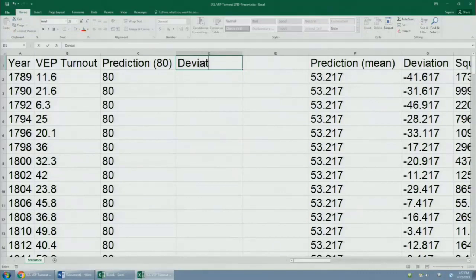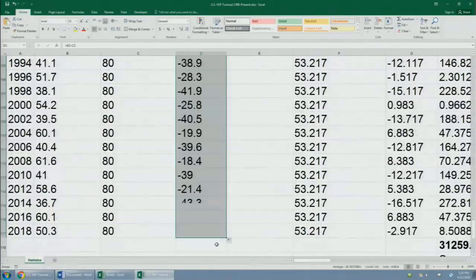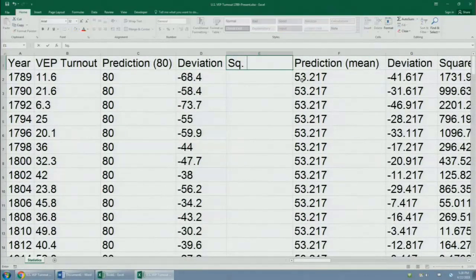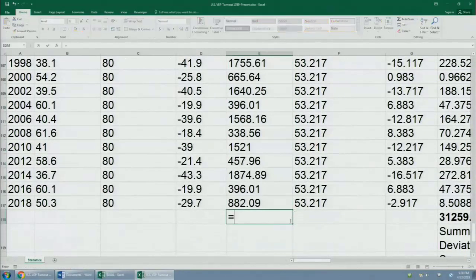Well, we could do the deviation. We can calculate the deviation for any value. That is going to be equal to B2 minus C2 again. And this time it's 68.4 points off. Then we could do all those deviations, and then we could square the deviations. So the square of that is simply D2 times D2, and we could do that for each one of these values. And then we could add that up, equals sum of E2 to E117.